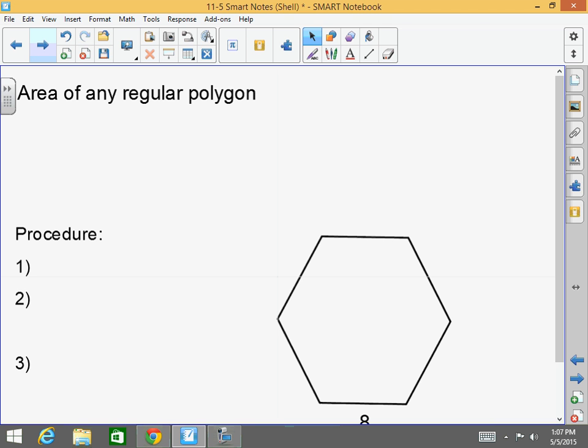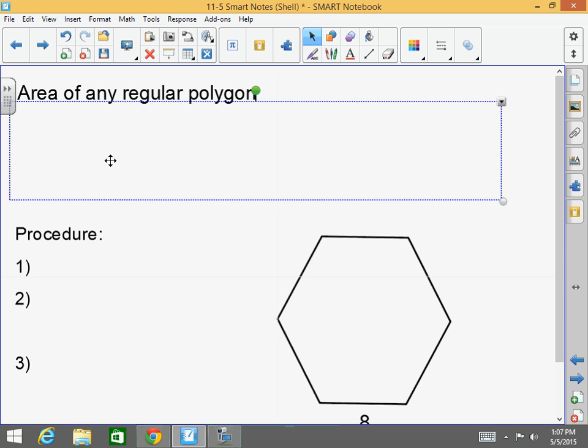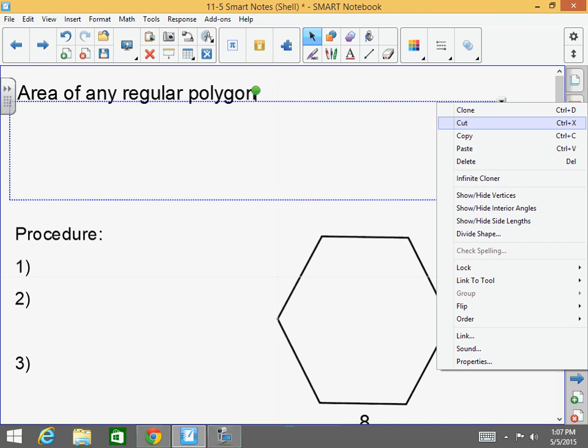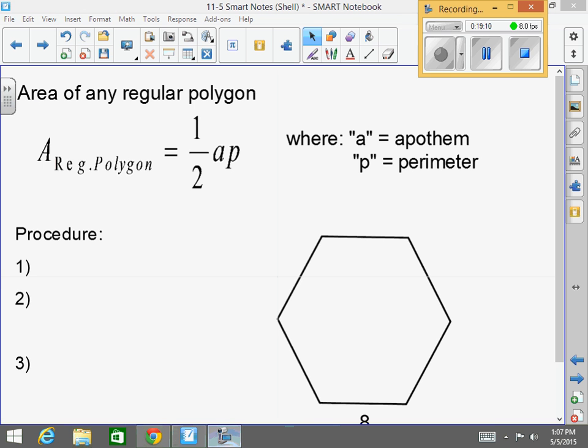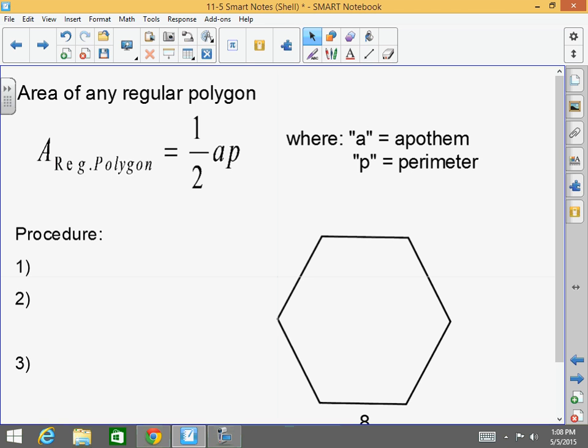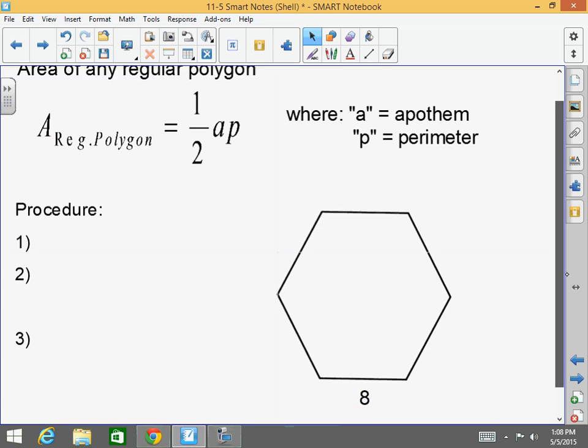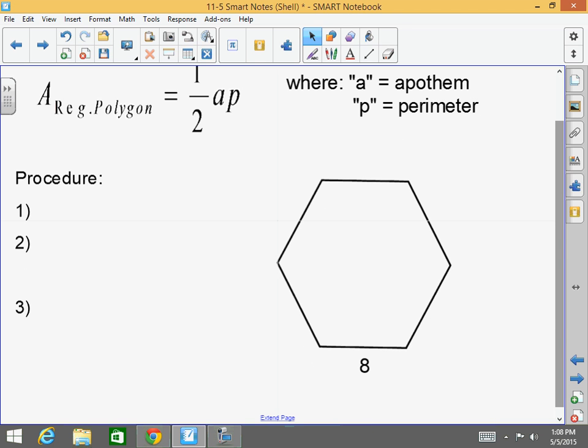So the area of any regular polygon is 1/2 the apothem times the perimeter. Okay. So we've got 1/2 the apothem times the perimeter. That's a lot easier than learning side squared divided by 4 times square root of 3, in my opinion. And again, the procedure is almost identical to what we just learned, except we're not going to multiply the area of the triangle by the number of triangles inside the figure anymore. We're actually going to apply this formula right here.